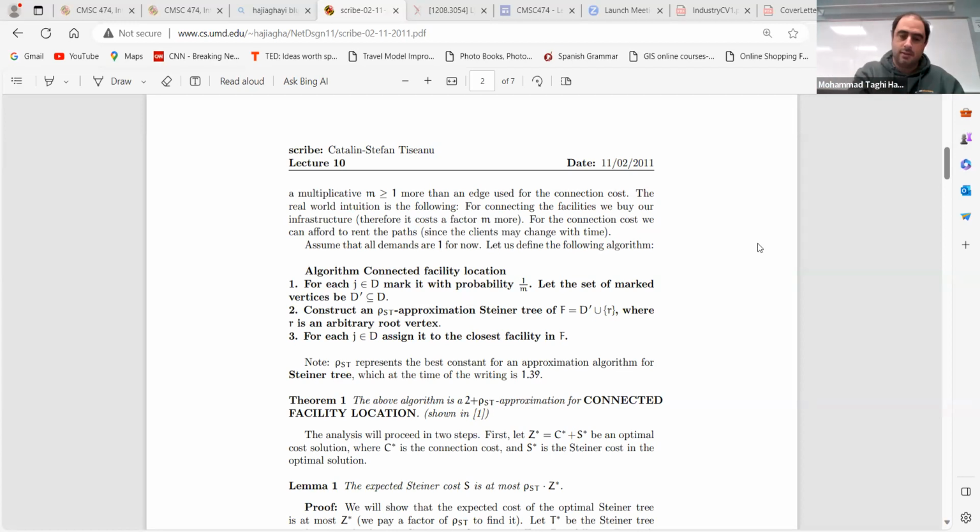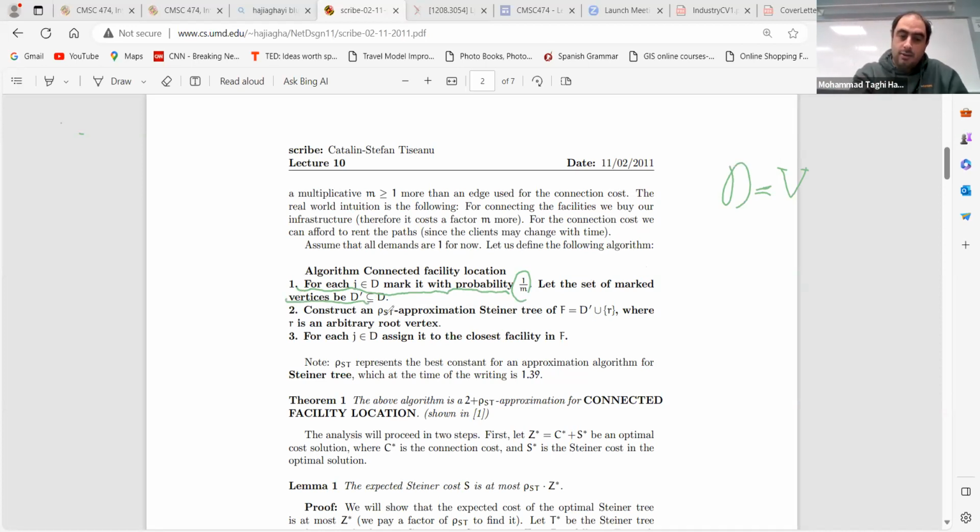What is the algorithm for this? This is a magic algorithm. For each demand j, we will mark it with probability 1 over M. Essentially, as I mentioned, assume that D is equal to V. Demands of those vertices which do not belong to V would be 0. So for each demand, I will mark it with probability 1 over M. Let's say this is the set of marked vertices.